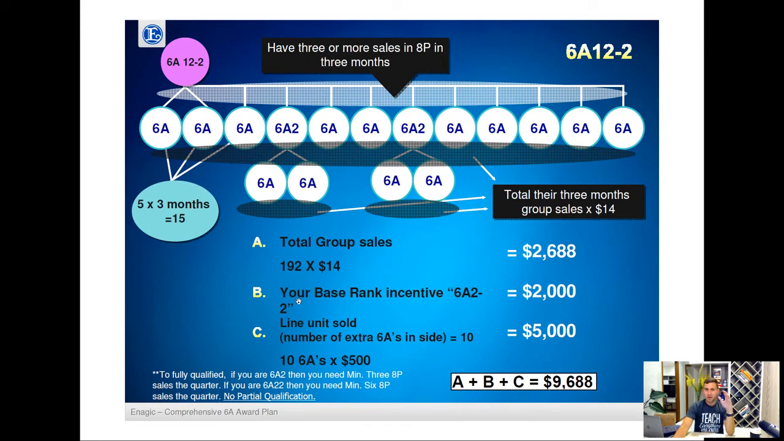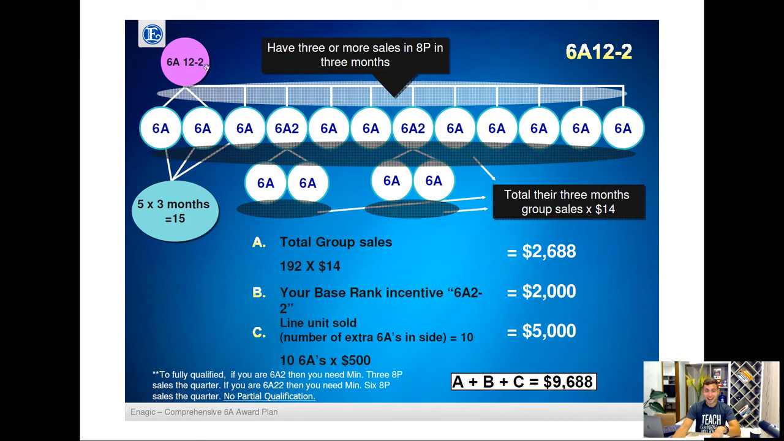So remember back at the very beginning of my explanation here of the quarterly bonus, there was that little table with the line unit sold, right? So what that means is, let me just go from top to bottom. Now, your first 2 6As here, let's say they made 5 sales total every 3 months, it's 15 total, that's cool, right? But what we're really going to do is add up all of these total sales for 3 months for the quarter and multiply that by 14. So let's just say out of all of these, it's 192. All right, so if it's 192, we multiply that by 14. That's your total group sales.